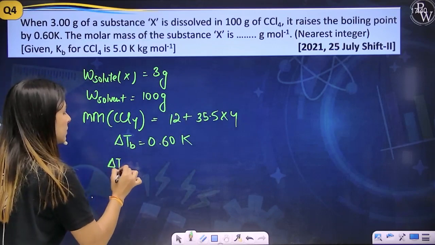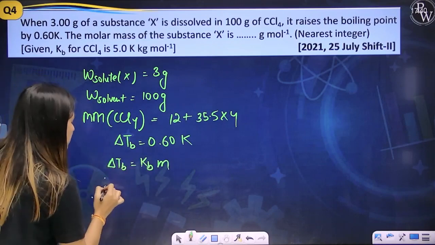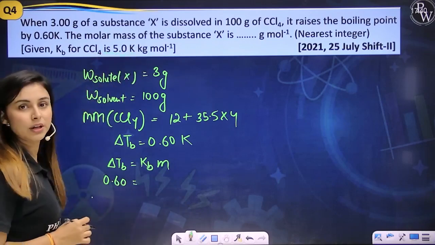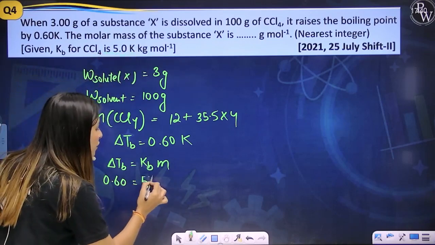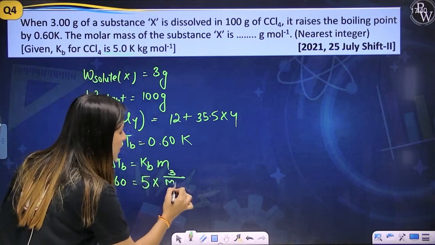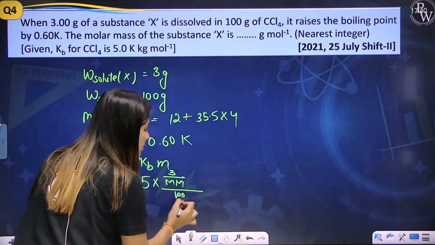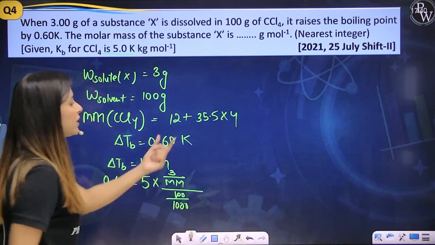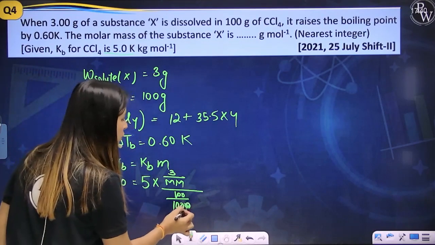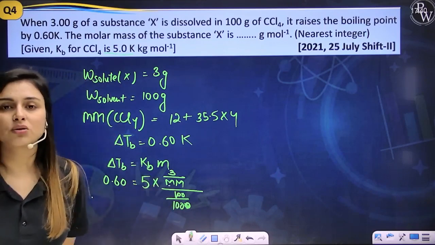We know that delta TB is equal to KB into molality. Delta TB is given to be 0.60. KB value is given to be 5 Kelvin kg per mole. So 5 into given mass of your solute, which is 3, over molar mass, which we have to calculate, divided by mass of solvent in kg. So this is 100 grams divided by 1000. You were not required to calculate the molar mass also. This is the equation. Solve the equation and you can calculate the molar mass of your solute.